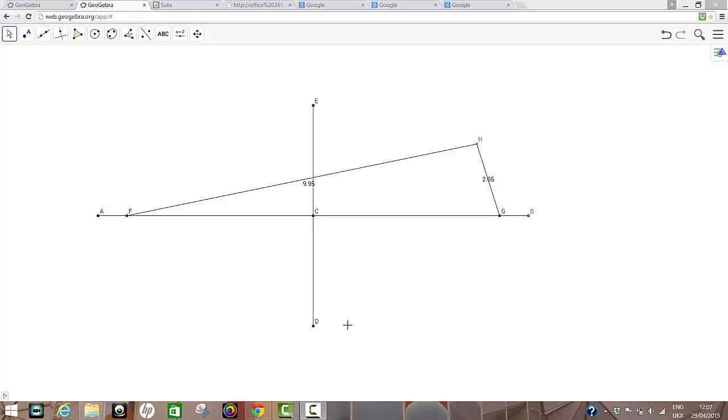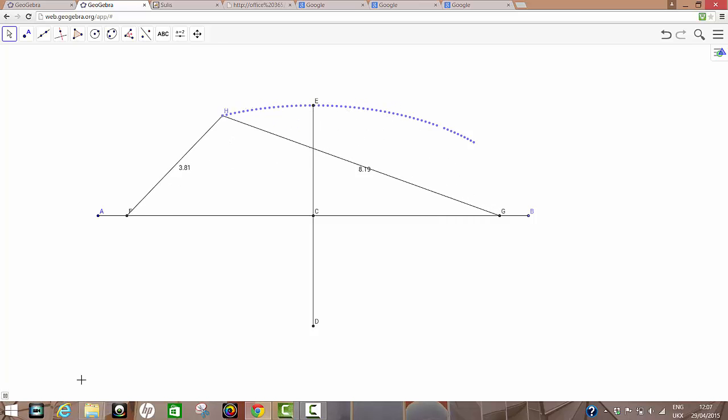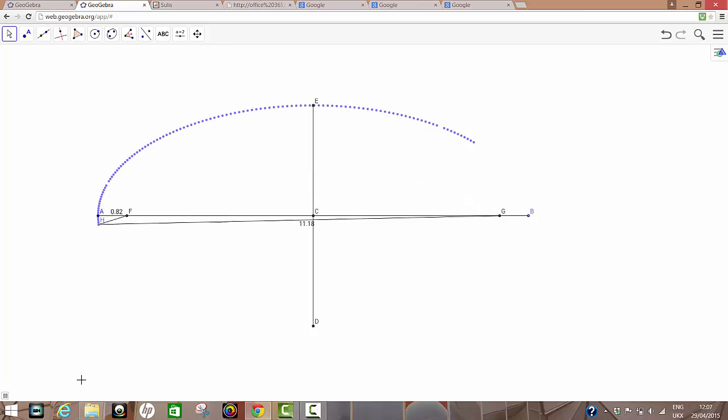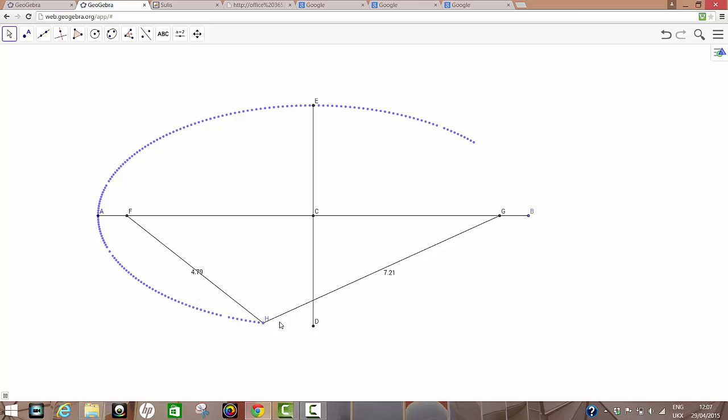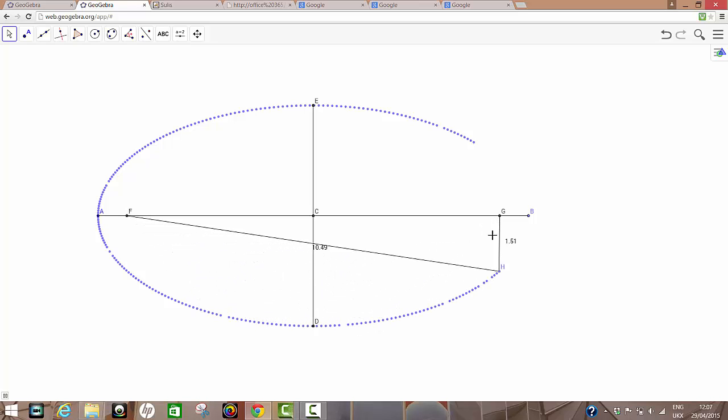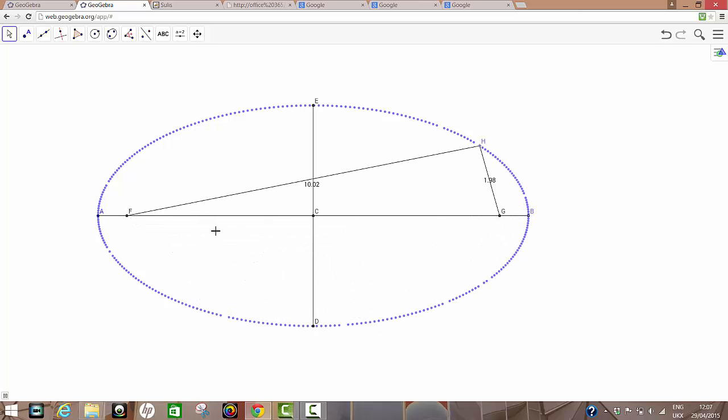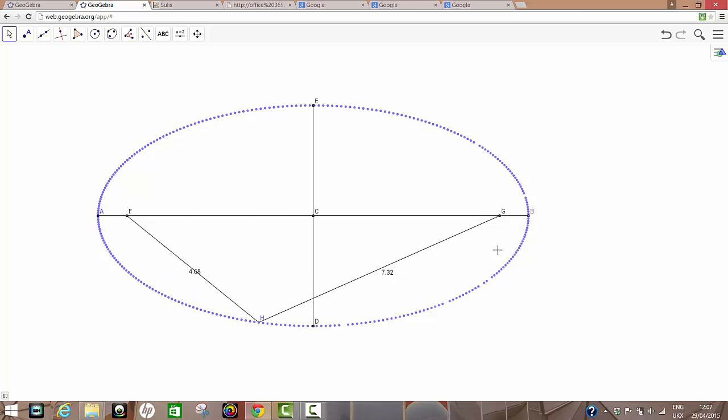Hi, Daniel Bowes here, and I'm just going to be going through the theorem that the distance from the focal point to any point on an ellipse and back to the other focal point is equal to the major diameter. Now if I press play on this video, we can see that the point H is following around, and these are all points on the ellipse. But as you can see, from point F to H and back to G is equal to the major diameter.